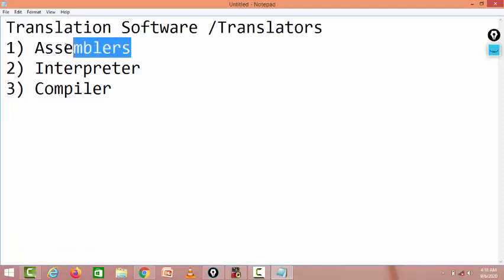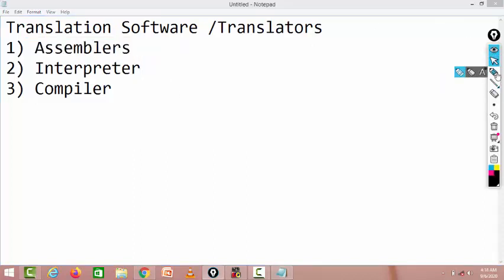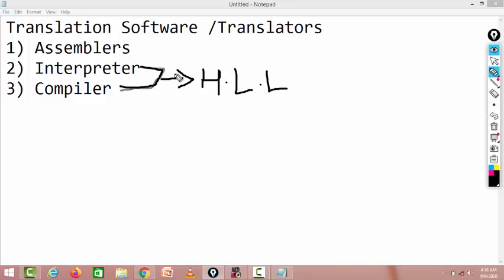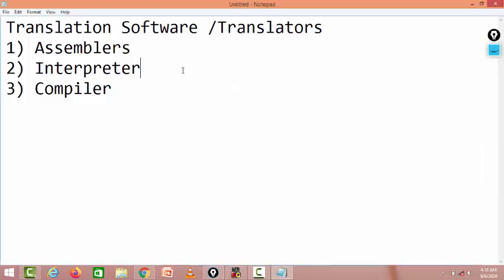The assembler is used in assembly language. While moving towards the second and third types of translator, interpreter and compiler, both are used in high level languages. This one was used in assembly language, that is considered to be a low level language.